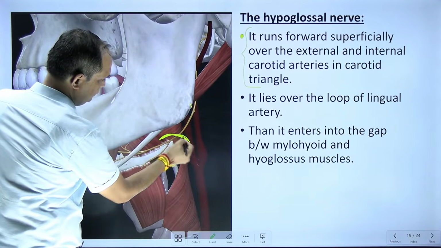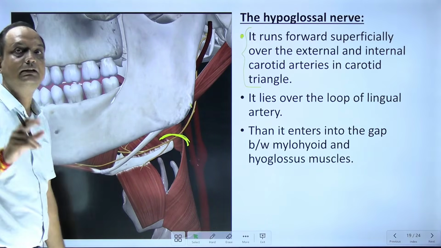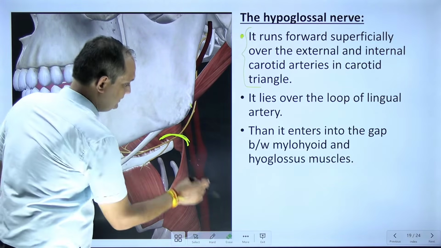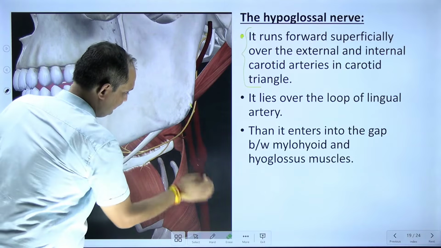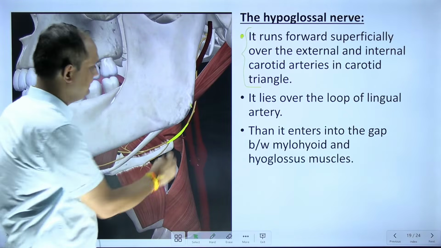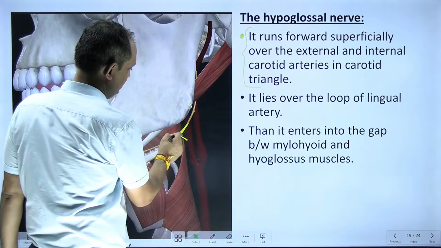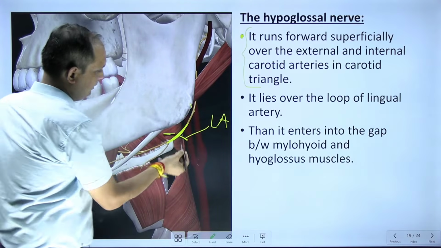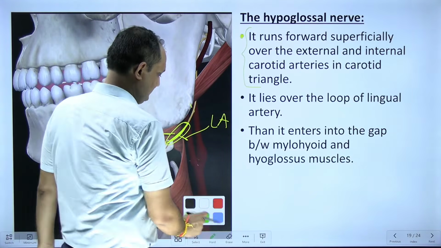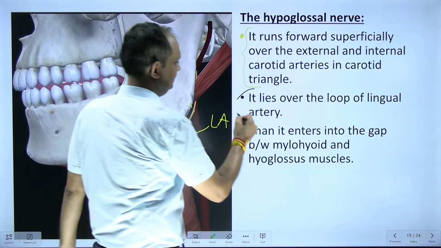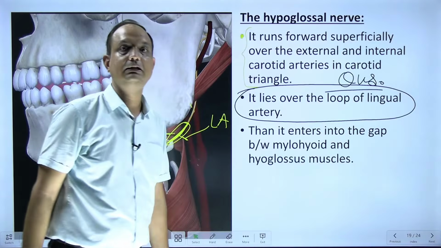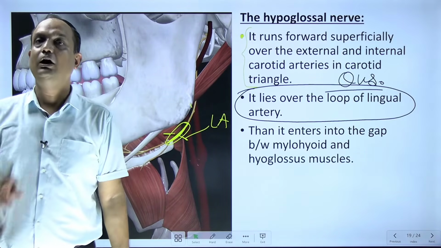Clear? Now this loop is identified in the dissection just by its relation with the hypoglossal nerve. So you will find that this is the nerve, and this nerve is crossing the loop superficially. So what is this loop? Now this is the loop. This loop is of the lingual artery, and on the outer side of the loop what you will have? Hypoglossal nerve. So you have to keep this point also in your mind: how to identify the lingual artery in dissection? Answer is by this hypoglossal nerve, or vice versa.